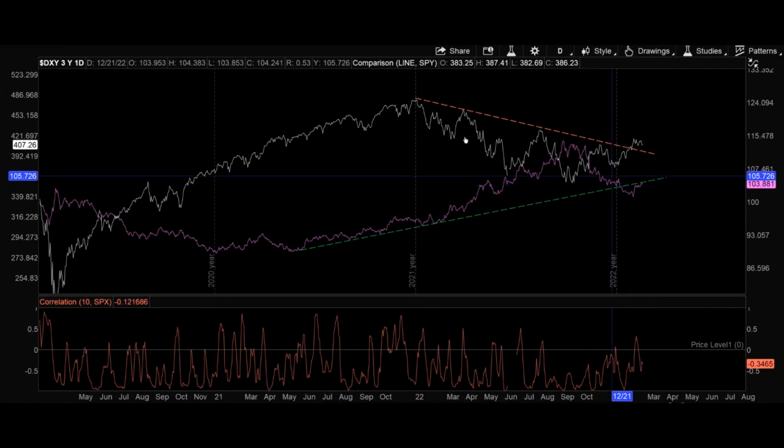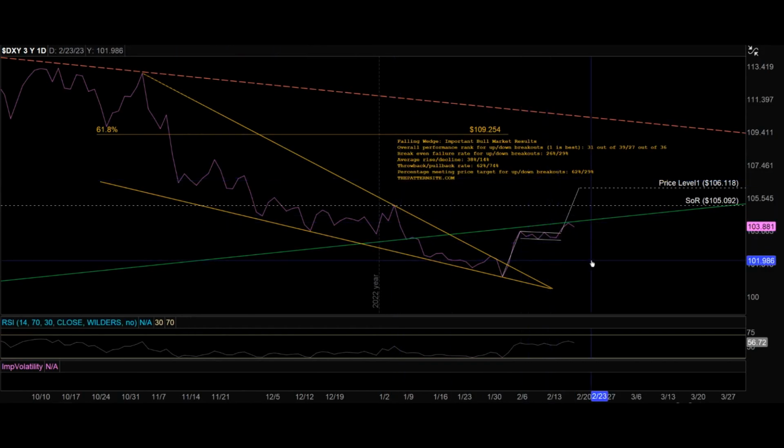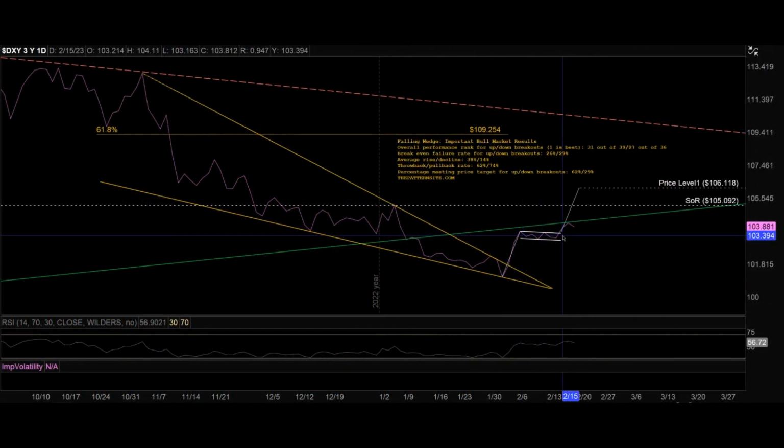Moving into the analysis of the dollar now. In yellow, you're going to see a falling wedge. I have Bulkowski's statistical analysis from patternsite.com alongside this wedge, and the price target is near $109. I believe that on the daily time frame, we're looking at a high and tight flag in the most recent breakout from that wedge, and now the push higher. To me, it looks like we have a confirmed breakout of this high and tight flag leading to 106.